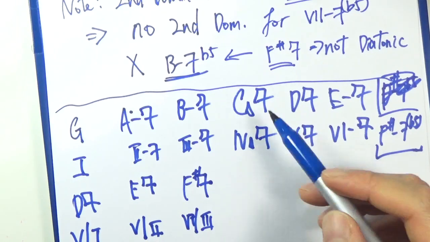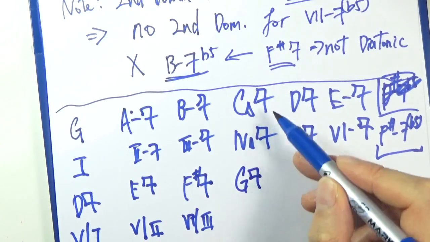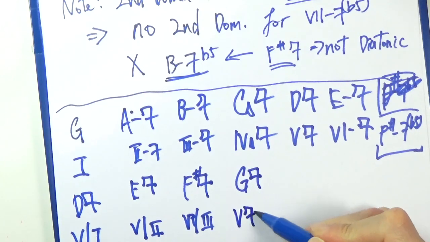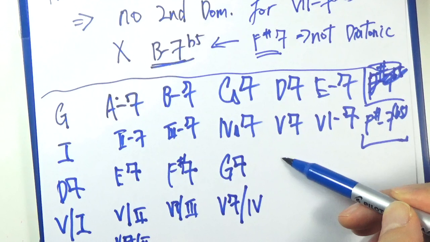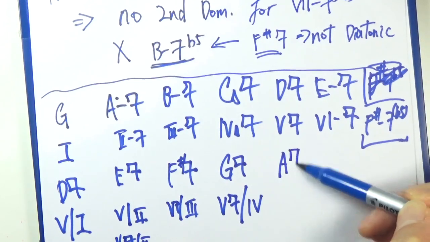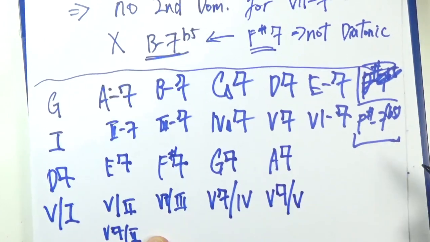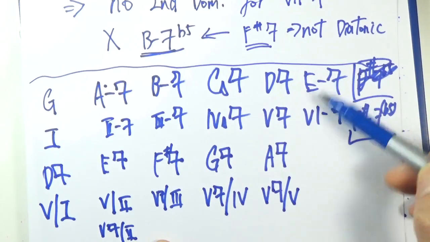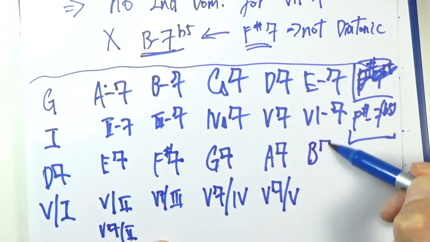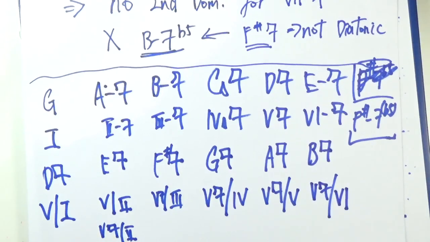And here we have G7 as the V of C major 7. So that should be the V7 of 4. D7, and that should be D, E, F, G, A: A7. And then that should be a V7 of 5. Finally, we have E minor 7. So B7 would be the V. And that's the V7 of 6.